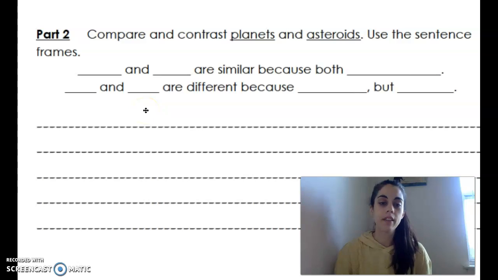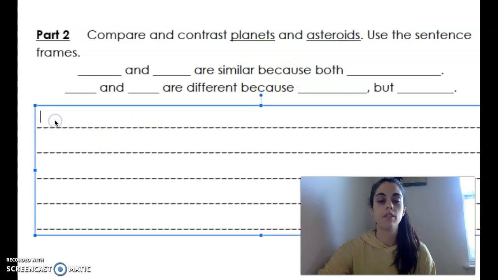Now that we finished our Venn diagram, we're ready to do part 2. Let's read the directions. Compare and contrast planets and asteroids. Use the sentence frames. Okay, so we have blank and blank. So what are we comparing and contrasting right now? Planets and asteroids are similar because both. Similar and both. Are these words comparing or contrasting? These are comparing. This is a sentence I can use to compare. Let's do this one together.